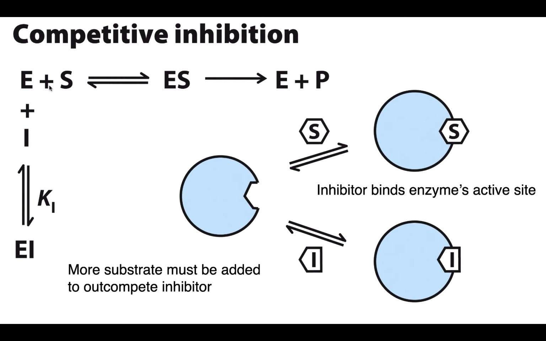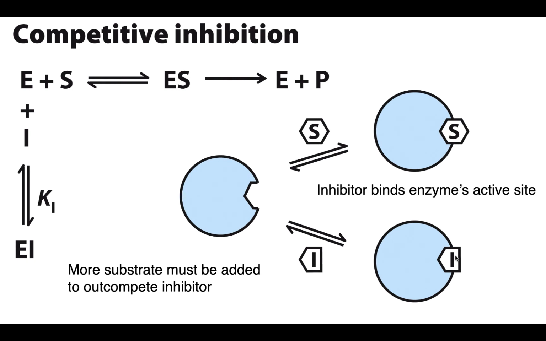So E is our enzyme, S is the enzyme substrate, and I is the inhibitor. In competitive inhibition, the inhibitor binds to the same place on the enzyme that the natural substrate does. It binds the active site of the enzyme, which means that the binding of the substrate or the inhibitor to that active site is mutually exclusive. If the inhibitor is bound there, the substrate can't also bind there. And so once the inhibitor is bound, substrate can't bind, and that enzyme can't catalyze a reaction.